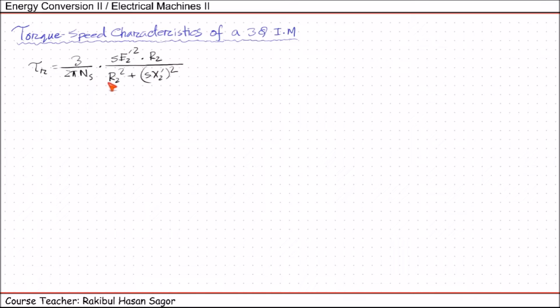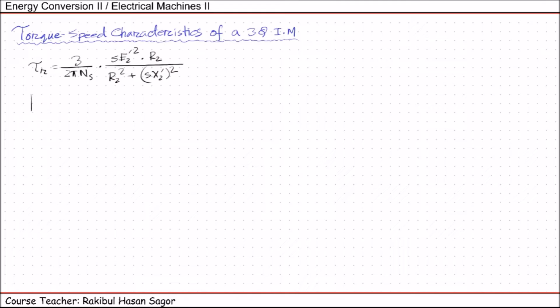For squirrel cage case R2, rotor resistance is constant. We cannot change rotor resistance. And X2 prime and E2 prime, both of them have constant value for fixed supply, as they have the value at standstill condition. And slip s will be varied when the rotor speed varies. When the rotor speed increases, the slip value decreases. When rotor speed decreases, slip value increases, as we saw in our previous lectures.